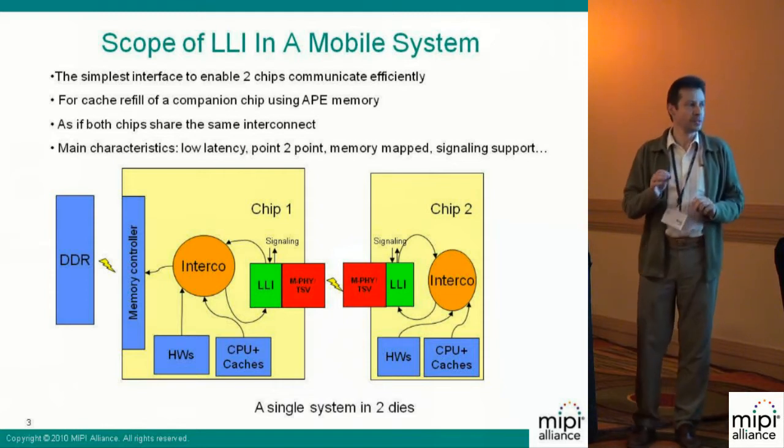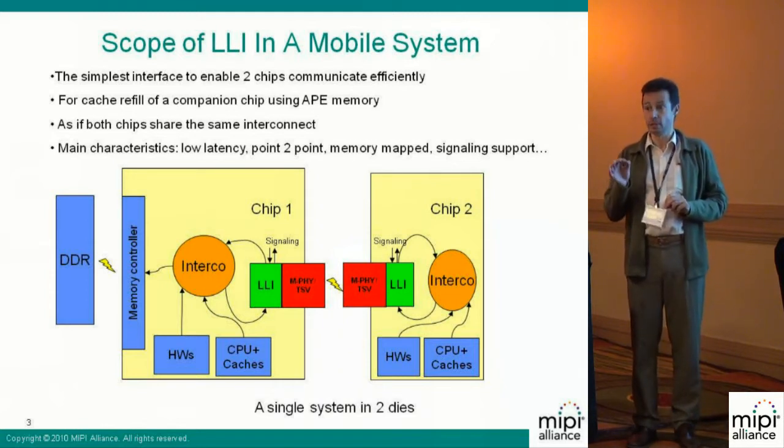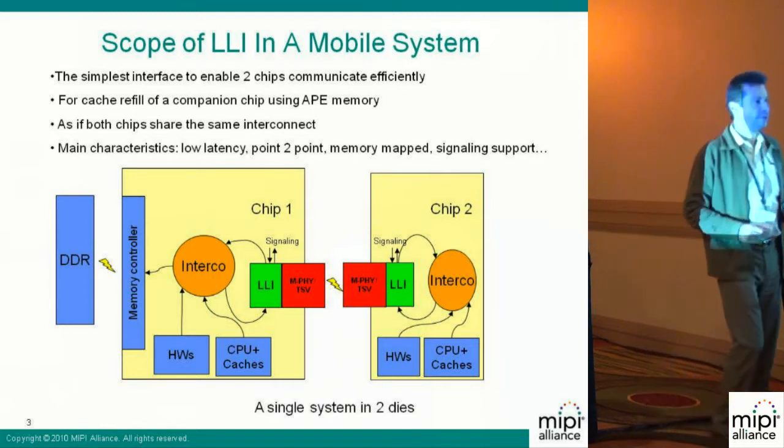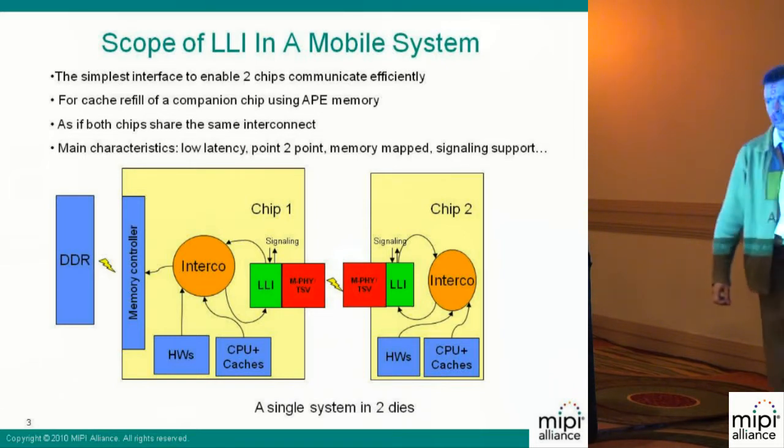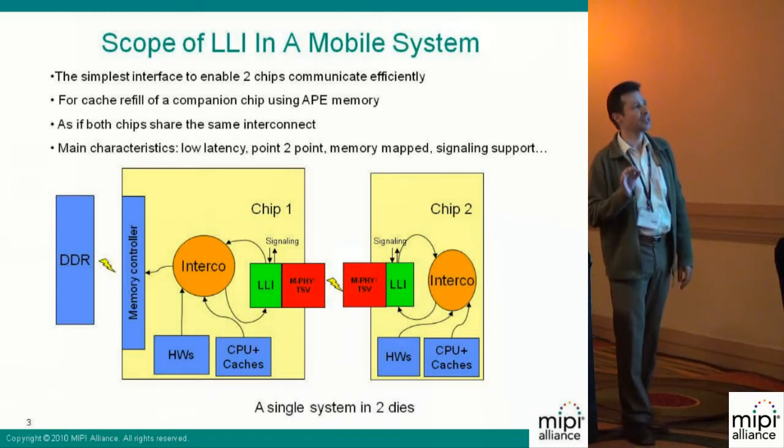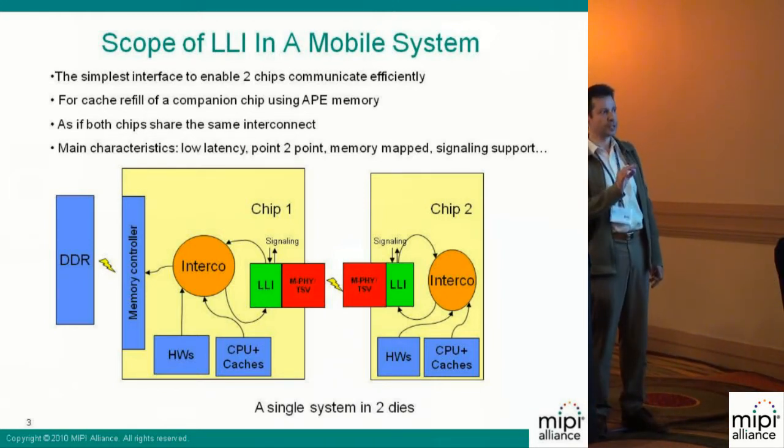So LLI is a low latency interface. Why do we need low latency? In fact, it is to not affect the performance of the CPU. The more we have a low latency interface, the more we have an increase in the performance of the CPU. So latency is very critical in this kind of use case.